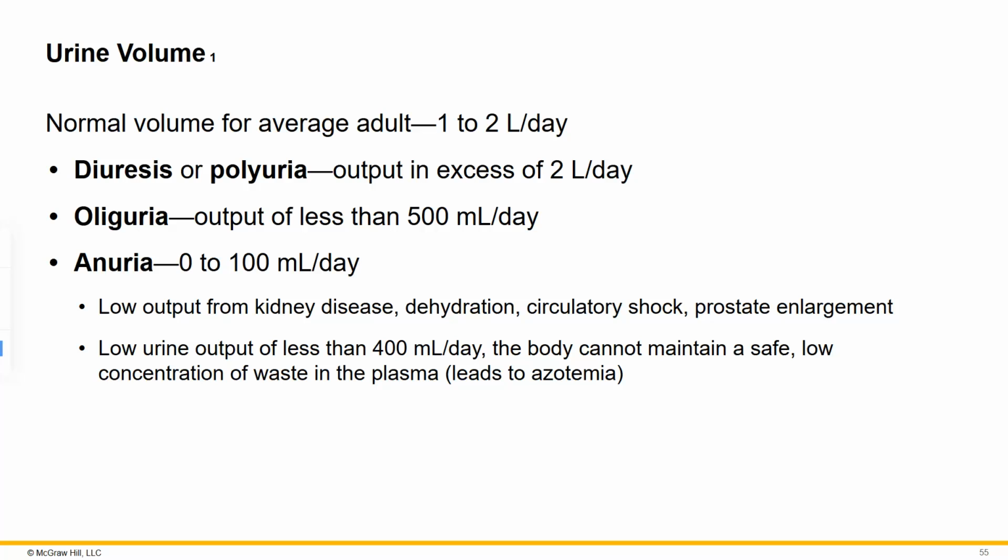Normal urine volume is 1 to 2 liters per day. Diuresis or polyuria is an output in excess of 2 liters per day. Oliguria is an output of less than 500 mL per day, and anuria is 0 to 100 mL per day. Low output can come from kidney disease, dehydration, circulatory shock, or prostate enlargement. With low urine output of less than 400 mL per day, the body can't maintain a safe, low concentration of waste in the plasma, and that leads to azotemia.